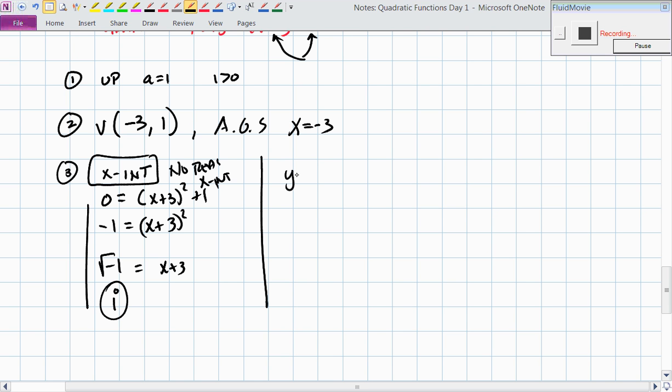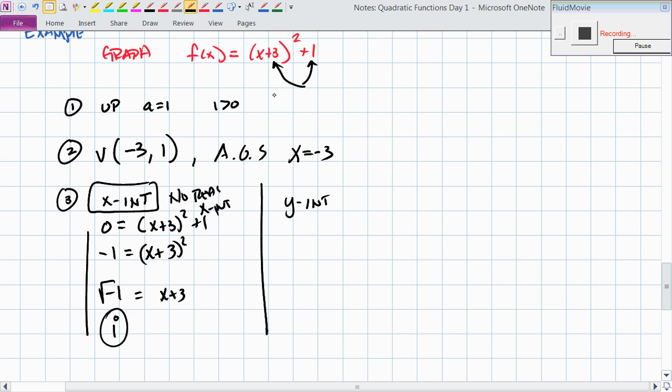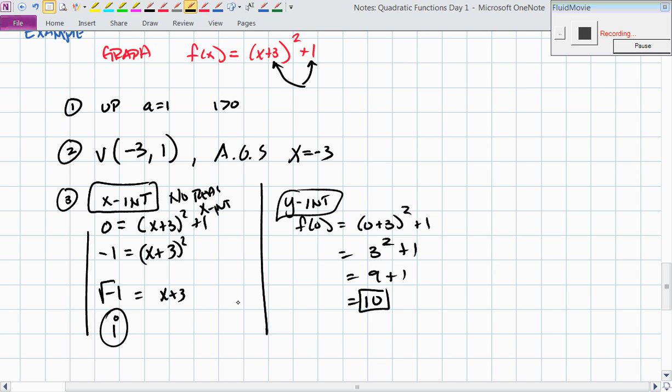All right, what about the y-intercept? Is that the same story here? I don't know. Let's see here. For the y-intercept, I'm going to evaluate f of 0. So I want this to be 0 plus 3 quantity squared plus 1, which is just 3 squared plus 1, which is looking like 9 plus 1, which is looking like 10. Okay, good. So there are no x-intercepts, but there is a y-intercept. That is okay. Sometimes that is definitely the case.